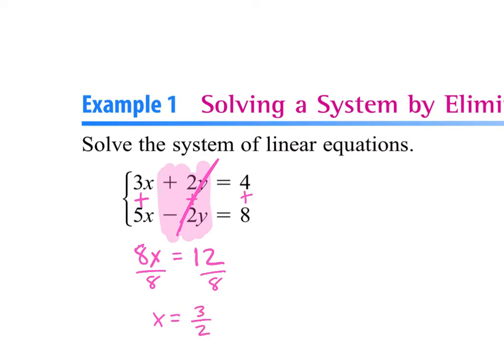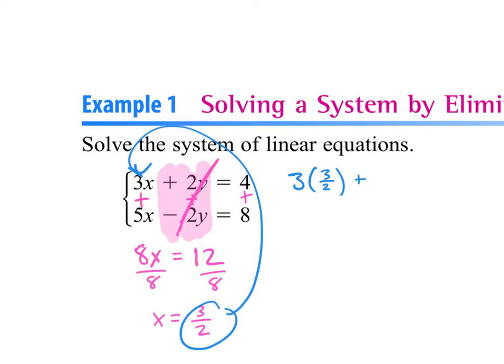3 over 2. Perfect. How do you think we find what our y is? Plug it in. Do you want to plug it into the first or the second? It doesn't matter. We can plug it into either one. Anna says let's plug it into the first. So as long as we plug it into x, because we found x, so we have 3 times 3 over 2 plus 2y is equal to 4.